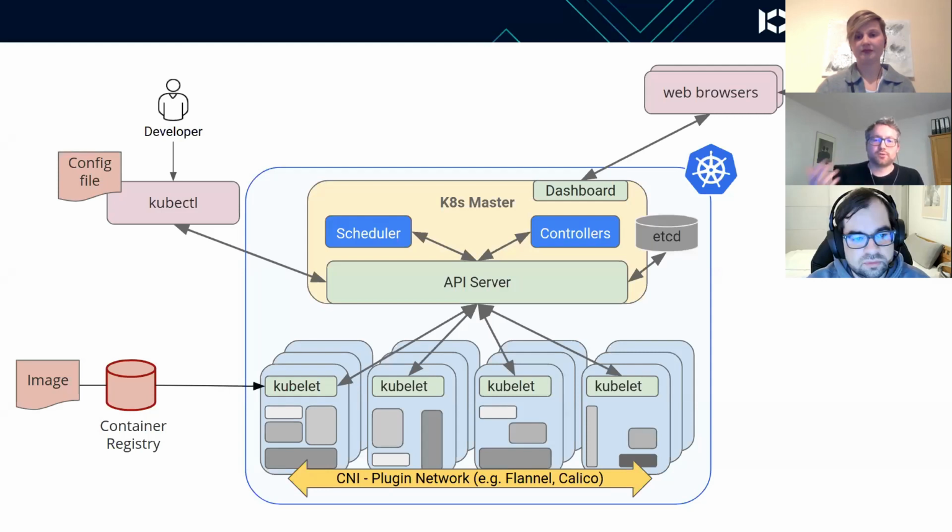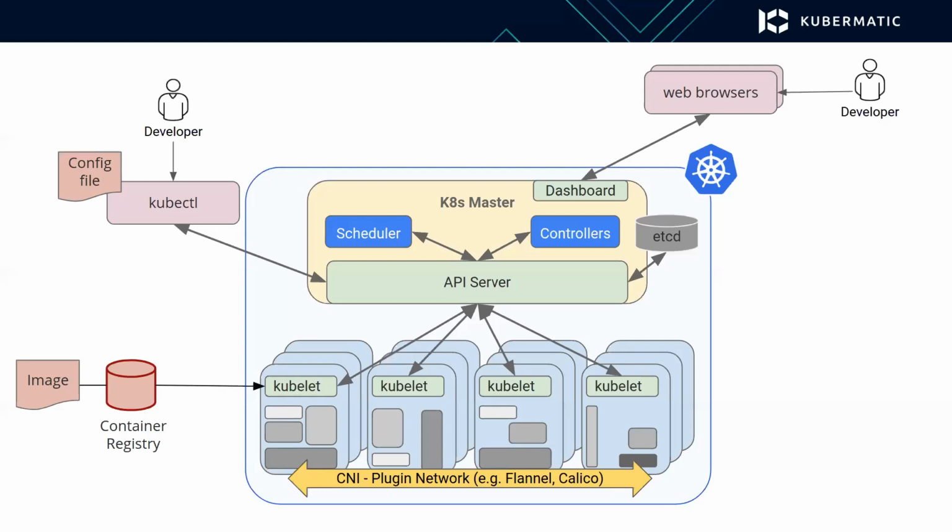Then we have a whole bunch of worker nodes that run the kubelet and a CNI, container network interface, plugin that spans a pod network across all of those nodes.